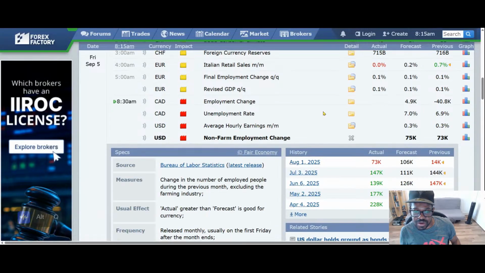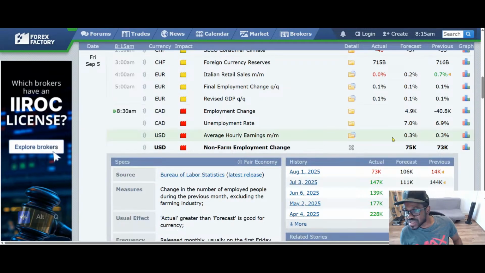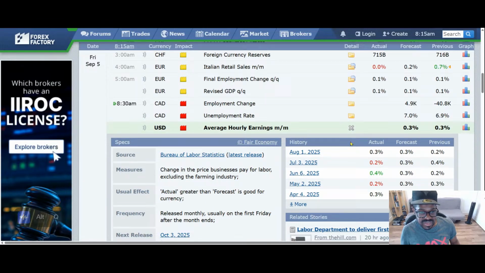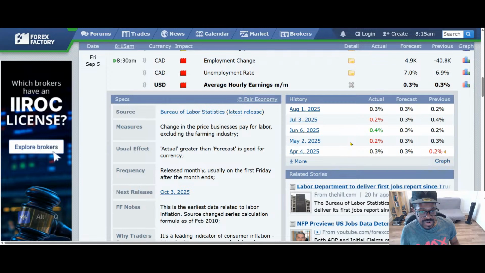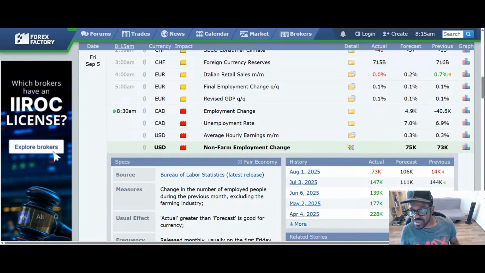If we click on it and look at the details here, anything higher than that amount is good. And on the average hourly rate, everything higher should be good. Exactly. So these are the two that we should be looking at here.